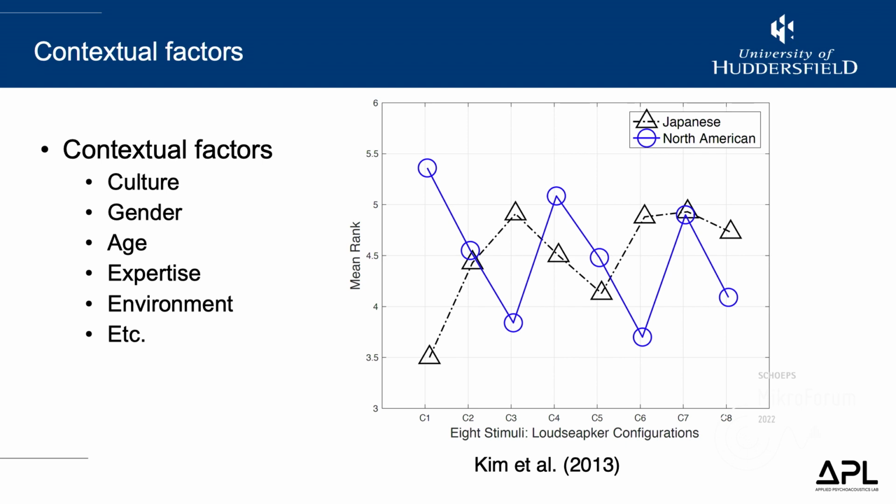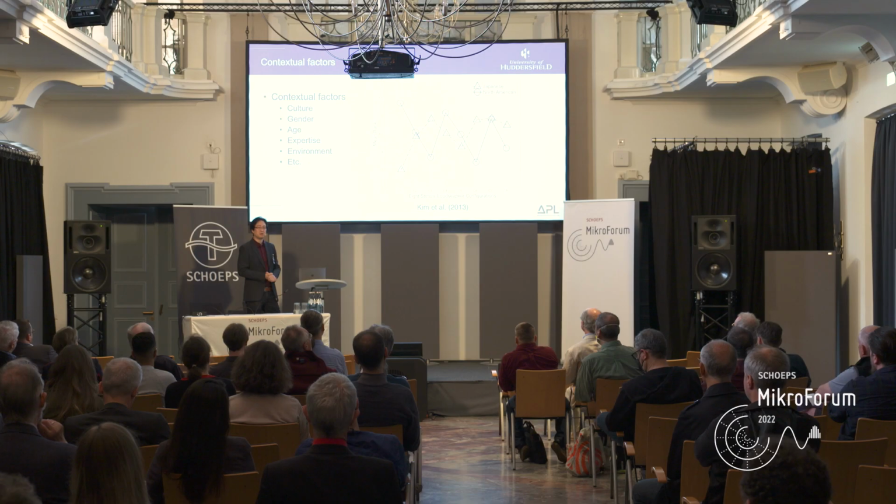Well, I'll show you this example from Sung-Young Kim's research from 2013. This graph basically shows the preference on different immersive loudspeaker configurations, like different positioning of the height speakers and so on. As you can see, the black triangle plots are from Japanese subjects, and the blue circles are from North American subjects. You see that the results are almost orthogonal. I mean, almost the opposite, right? The pattern's completely opposite. It's about what is the preferred speaker configuration with height speakers.